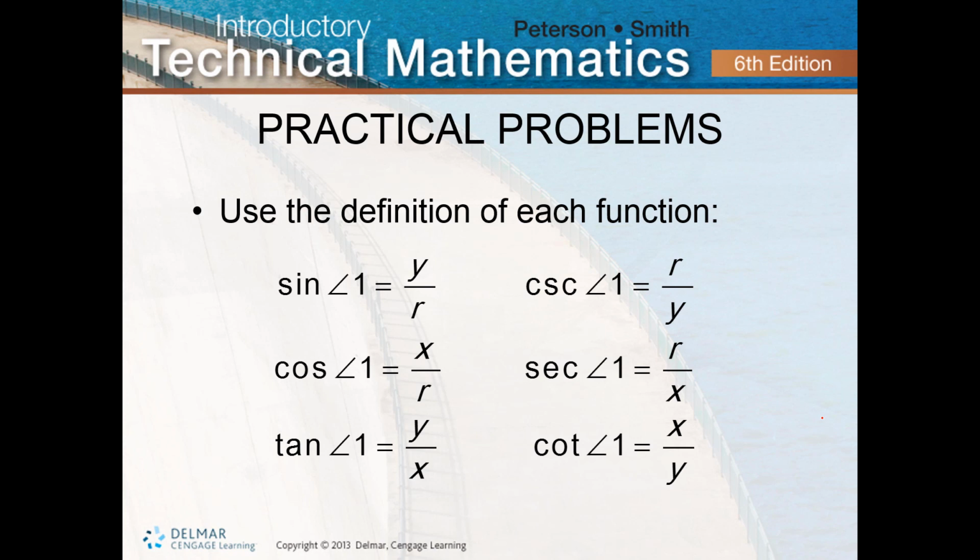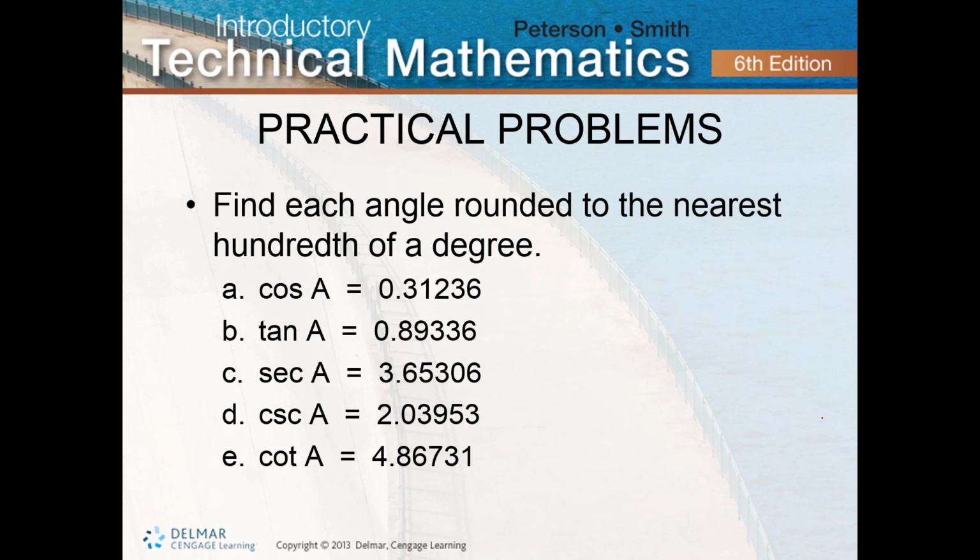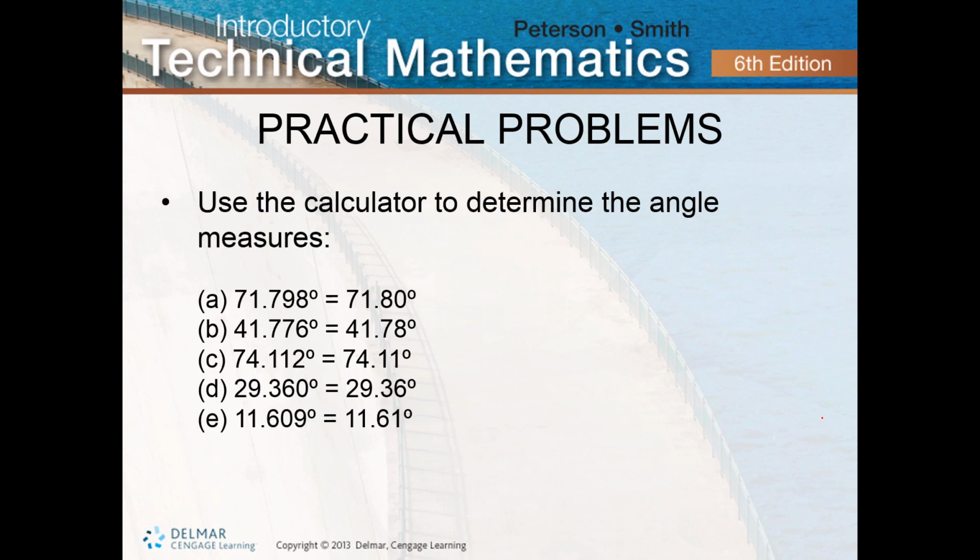A lot of this chapter is just about getting used to the functions and setups. So it says, hey, find the angle rounded to the nearest hundredth of a degree. So in this case, we're going to use our arc functions, okay? So if we look at this, 71.8, 41.7, or what, I guess, yeah, 74.11, 29.36, and 11.61.